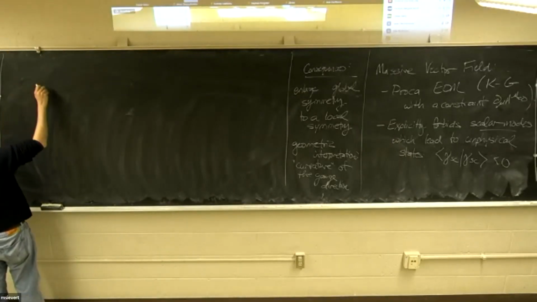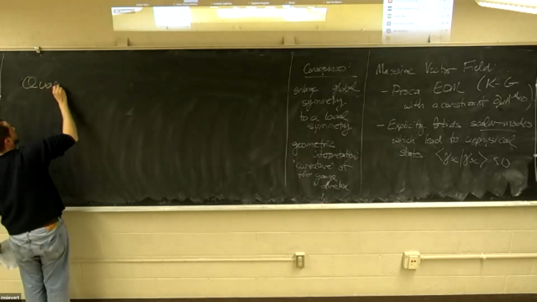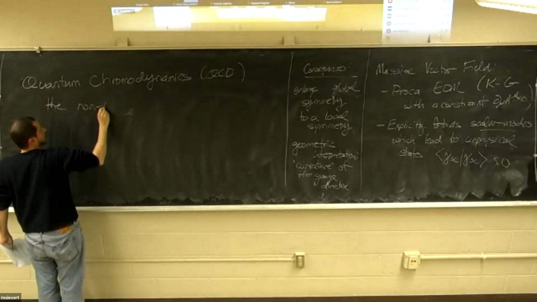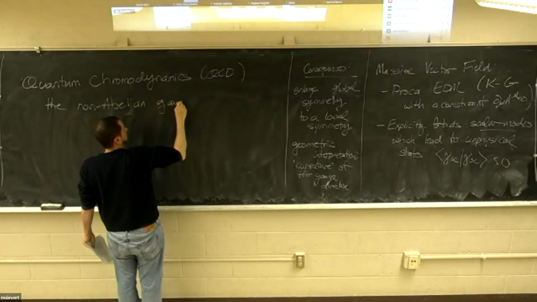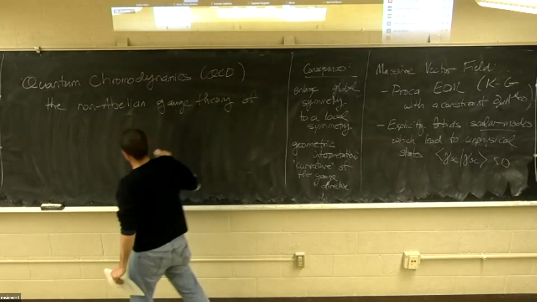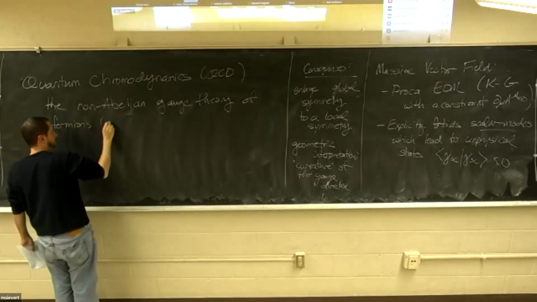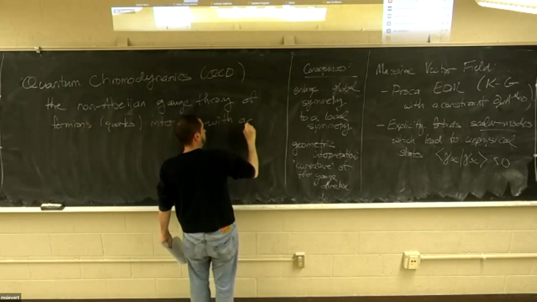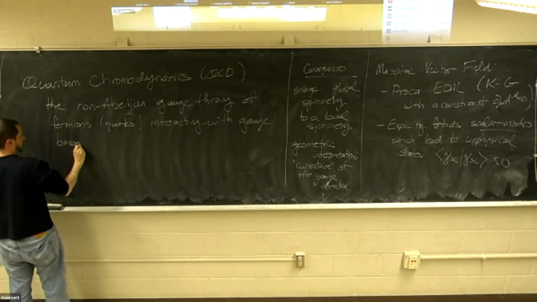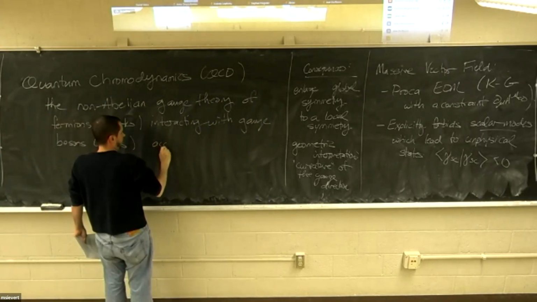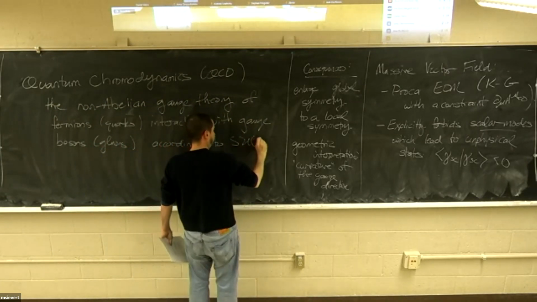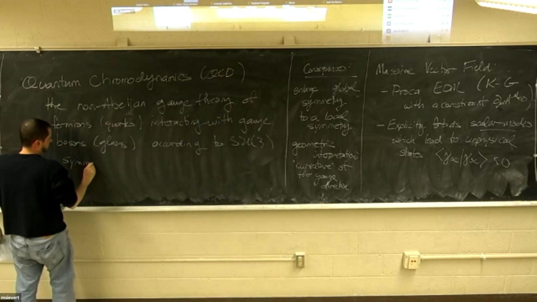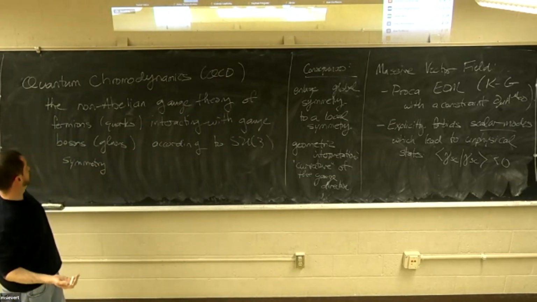Okay, so as I said before, now I think we are finally in a position to precisely define what I mean by quantum chromodynamics. QCD is the non-abelian gauge theory of fermions called quarks interacting with gauge bosons, which are the gluons, according to SU(3) symmetry. And now I think we've discussed all of the framework to unpack what this means.